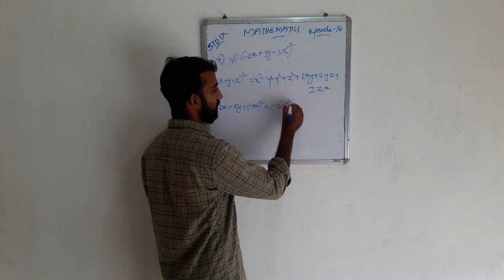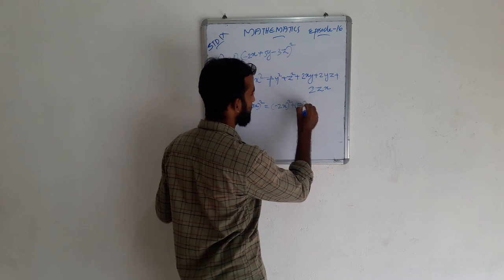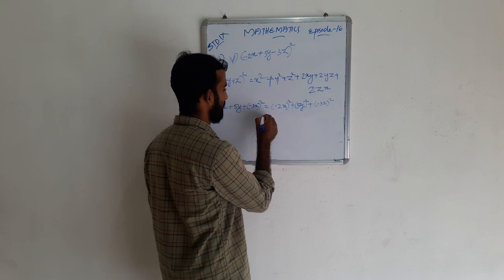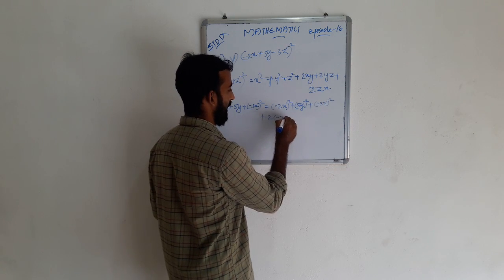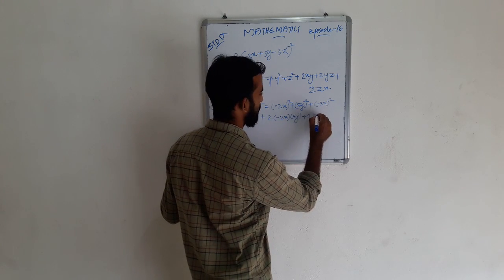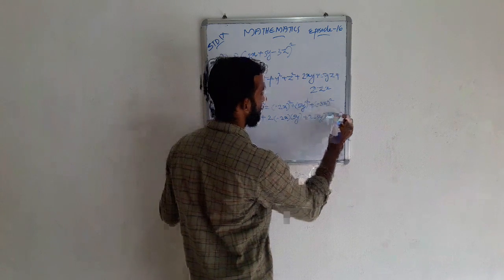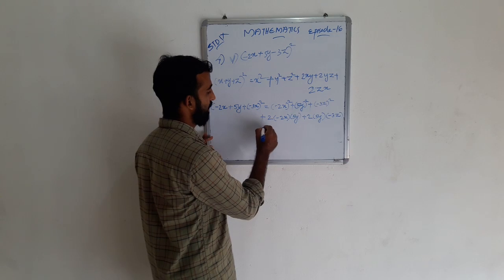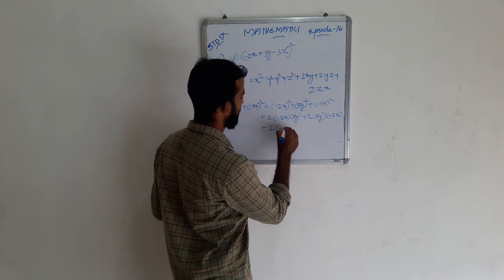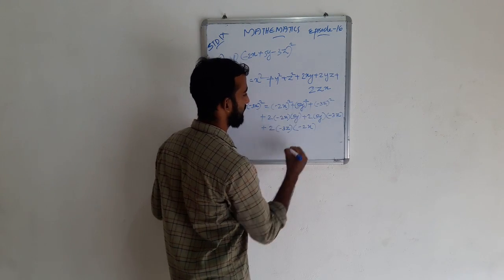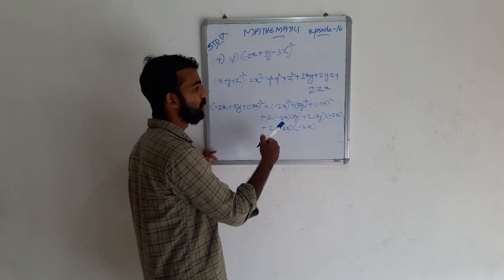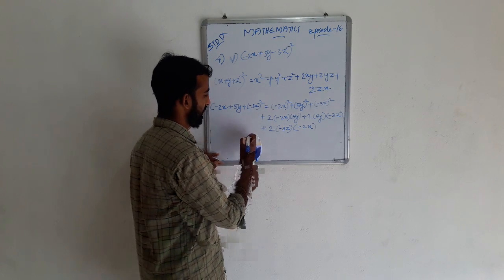x square, negative 2x the whole square, plus y square, 5y the whole square, plus z square, minus 3z the whole square, plus 2xy, 2 into negative 2x into 5y, plus 2yz, that is 2 into 5y into negative 3z, plus 2zx, 2 into negative 3z into negative 2x. That is what we get.